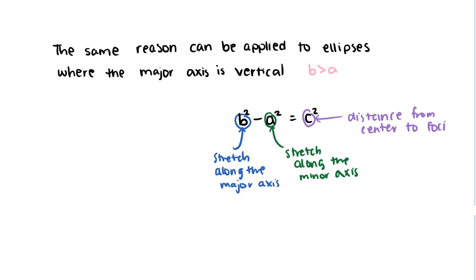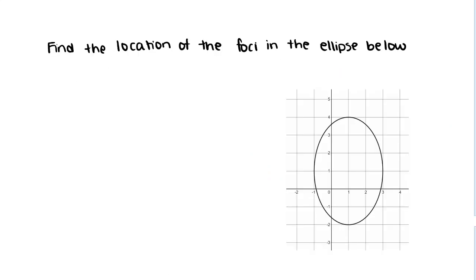Along our major axis. And so let's apply this idea of finding the foci to the ellipse we started with at the beginning of this video. Here the major axis is in the vertical direction. This ellipse has been stretched by a factor of 3 in the vertical direction, and along the minor axis, our horizontal direction, it's been stretched by a factor of 2.